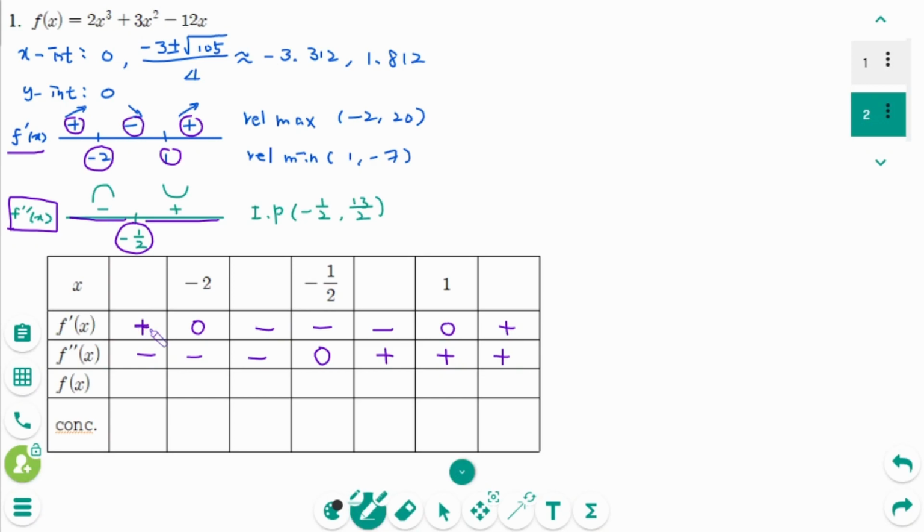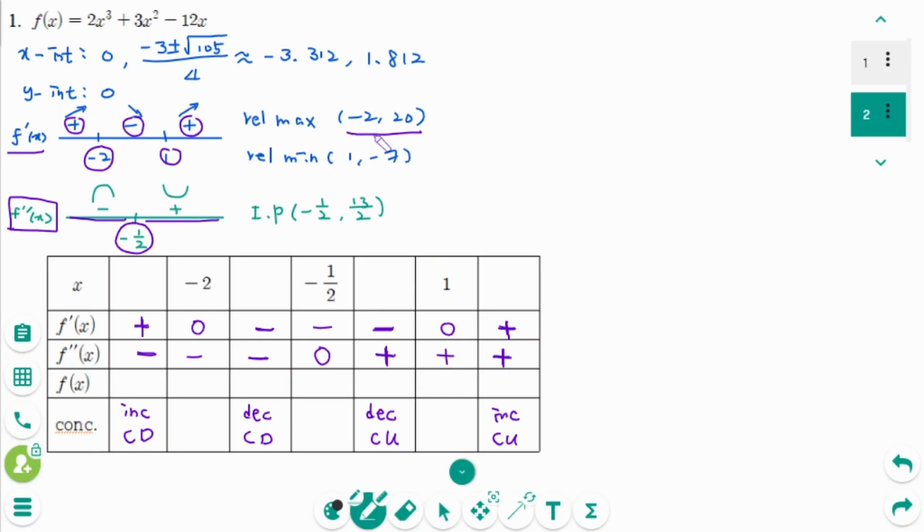F prime is positive, that means increasing. Second prime is negative, that means concave down. Prime is negative, that means decreasing. Second prime is negative, that means concave down. F prime is negative, that means decreasing. F second prime is positive, that means concave up. F prime is positive, is increasing. F second prime is positive, that means concave up.